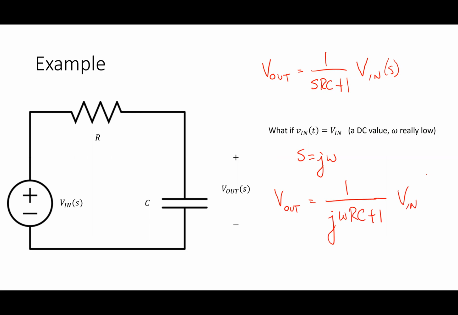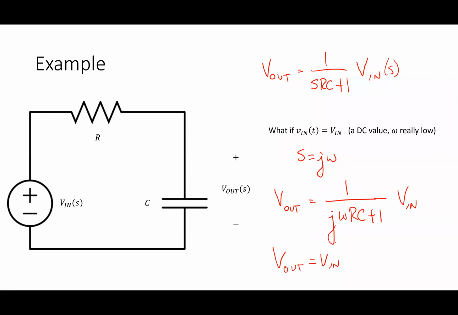Like that. Now, what happens if V in was a sine wave? Let's look at a couple of different choices. Let's say V in is a DC value. What do we say was the frequency of a DC value? 0, right? So if I plug in omega equal to 0, what does that tell me here? That V out is equal to V in. V out equals V in.